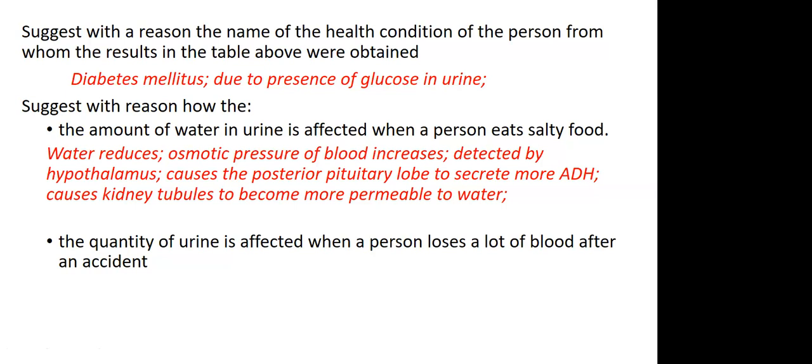When a person gets an accident and loses more blood, the quantity of urine will decrease. This is because losing more blood will lead to less blood going to the glomerulus. So less water will be filtered out. I mean, less urine will be filtered out. Okay, to some extent you have answered. The last bit is where we have not got the answer very well. Benjamin.